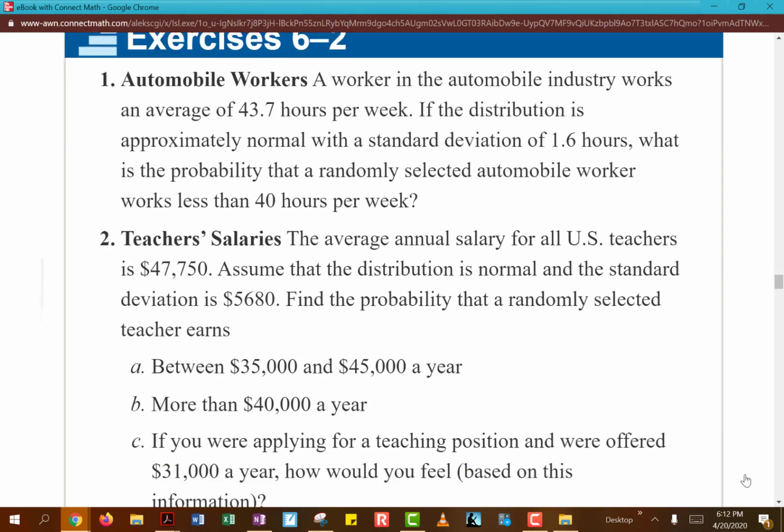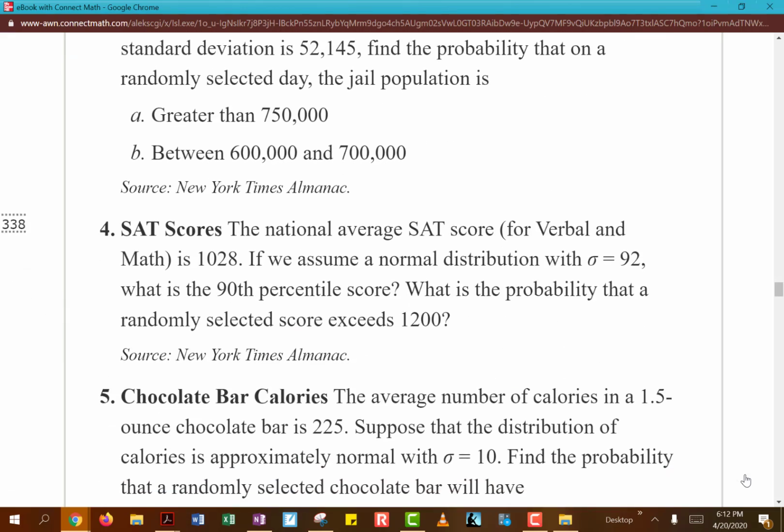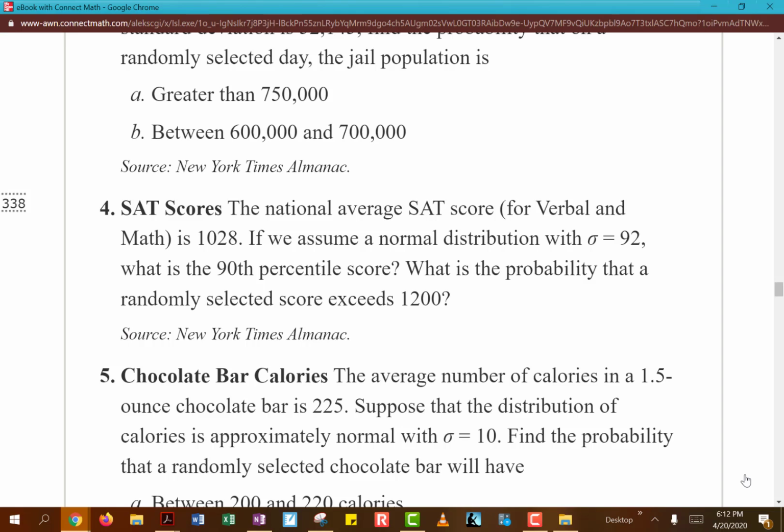Okay, so the first example we're looking at here is example 4, and this one is talking about the national average SAT score, for the verbal and the math, which is 1028. If we assume a normal distribution with standard deviation equal to 92, what is the 90th percentile score, and what is the probability that a randomly selected score exceeds 1200? So we have two different questions here. Let's go ahead and see what we can get from that.